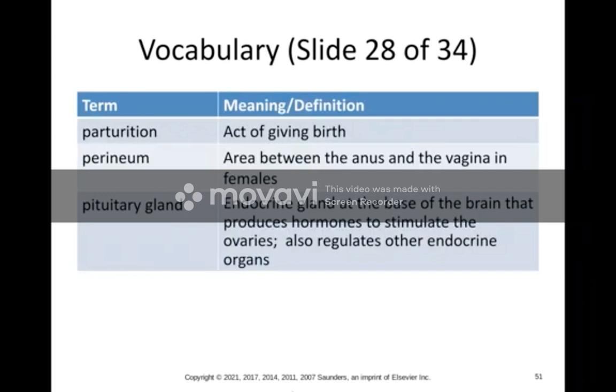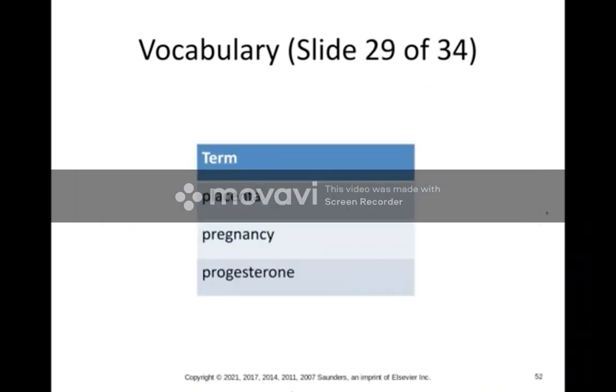Parturition is the act of giving birth. This is often abbreviated as para. Perineum is the area between the anus and the vagina in females. Pituitary gland, this is the endocrine gland at the base of the brain. It produces hormones that stimulate ovaries, and there's also lots of other hormones that it produces as well that regulates other organs.